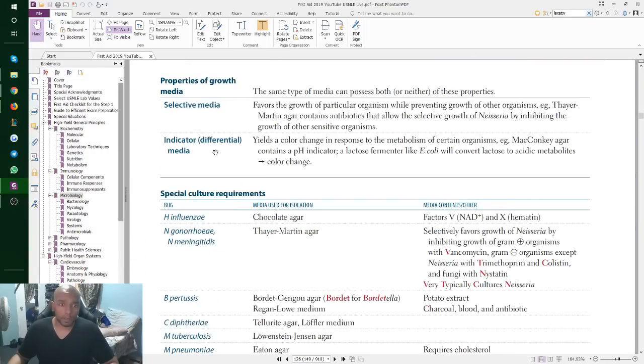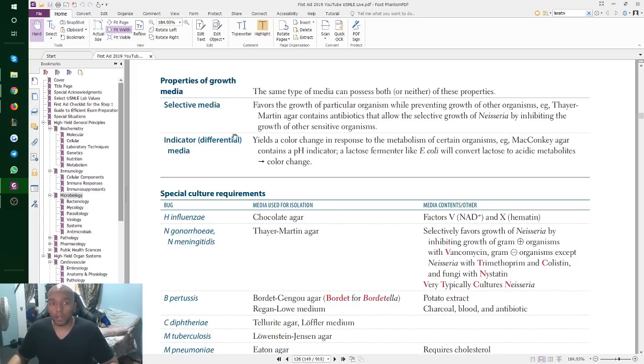Next page talks about some of the properties of growth media, right? So there's selective media or differential media. The same type of media can possess both or neither of these properties. A selective media favors the growth of particular organisms while preventing growth of other organisms.